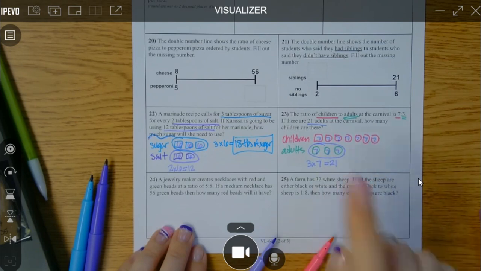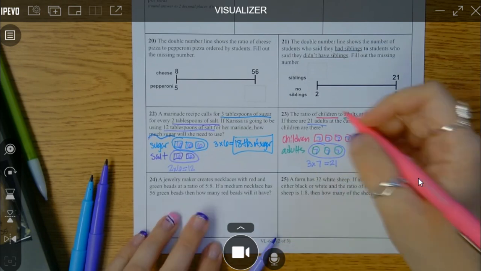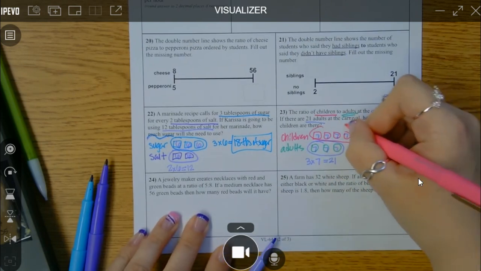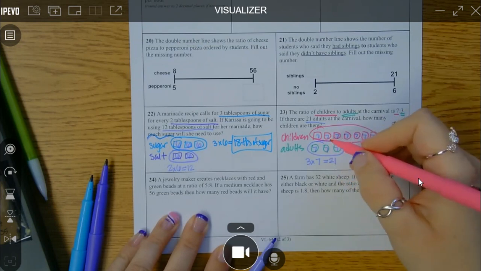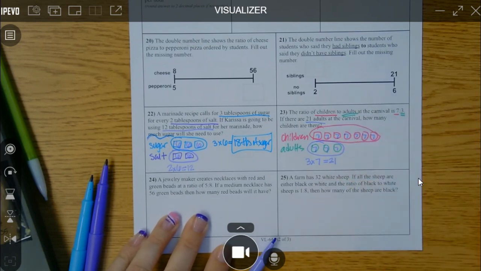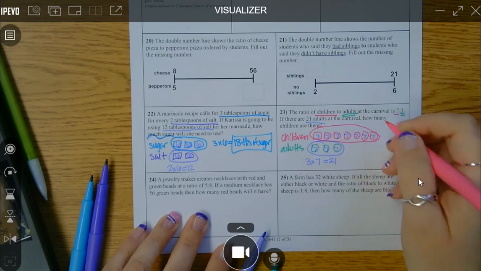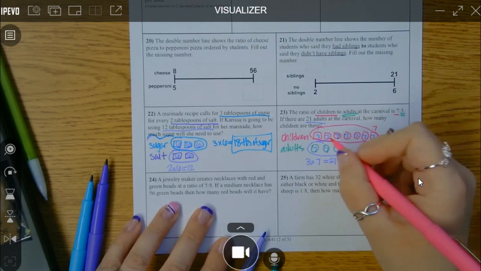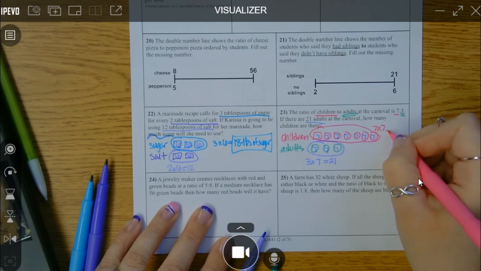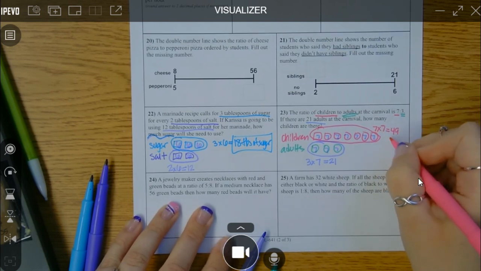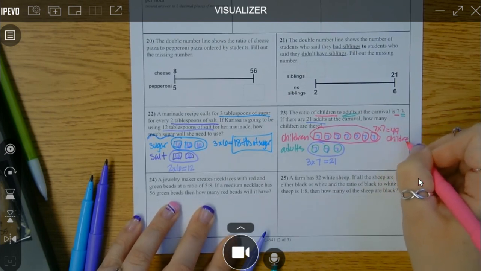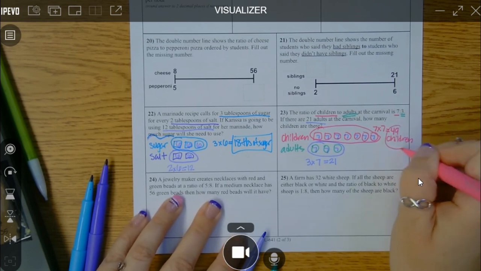They said, okay, so then how many children are there? Well, these are all the boxes representing children. So you could count 7, 14, 21. Like, I'm going to lose track, but you can if you want. I like just doing, there's 1, 2, 3, 4, 5, 6, 7 boxes representing children, and each box is worth 7. So 7 times 7 is 49. There's going to be 49 children when there are 21 adults.